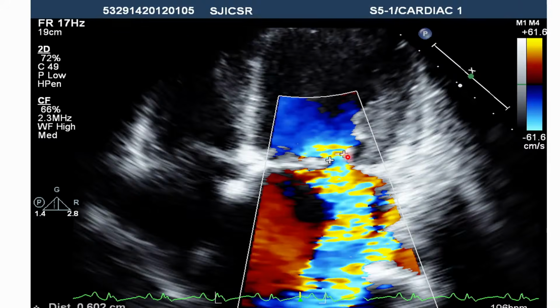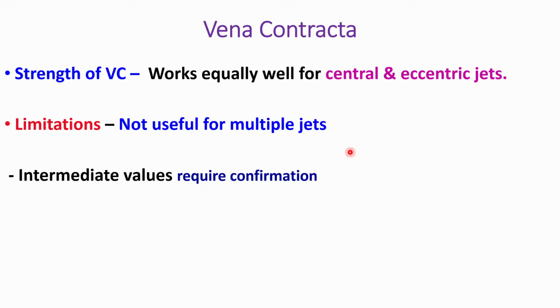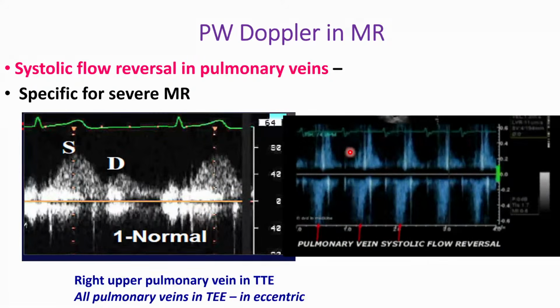So here is one example of measuring the vena contracta. Here the vena contracta was 6 mm. This is the narrowest orifice of the regurgitation jet measured at the level of the mitral valve. The strength of vena contracta is that it works well for both central and eccentric MR and doesn't depend upon other factors, but it will not be reliable if there are multiple jets. And intermediate values will be less reliable.